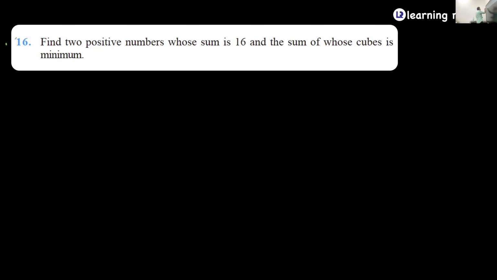Yeah. So the next problem is find two positive numbers whose sum is 16. So the numbers will be x comma 16 minus x, and we need to find those numbers such that the sum of their cubes is minimum. Let me give a name, s of x, is equal to x cube plus what will be the other number? 16 minus x the whole cube.